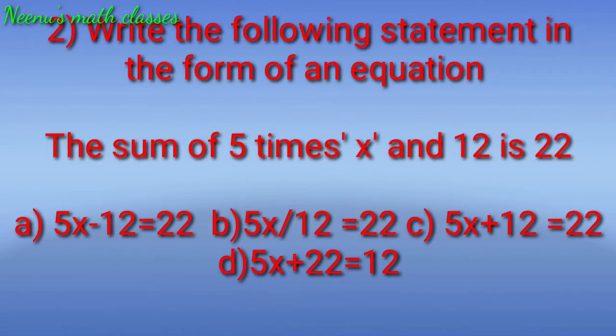Second question, write the following statement in the form of an equation. The question is, the sum of 5 times x and 12 is 22. Options are, first option 5x minus 12 equal to 22. Second one, 5x by 12 equal to 22. Third one, 5x plus 12 equal to 22. And the final one, 5x plus 22 equal to 12.